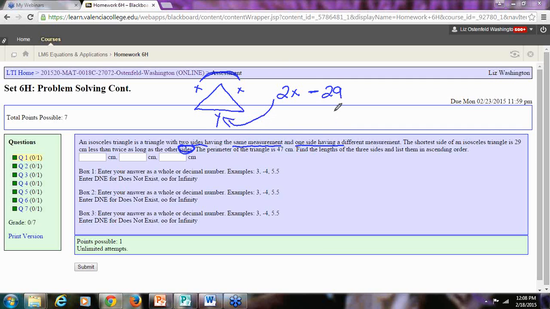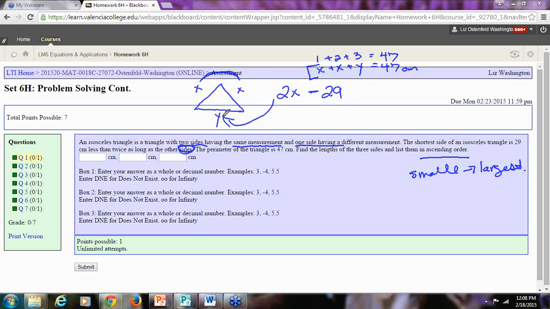If the perimeter of the triangle is 47, that means if we add all three sides together, it should equal 47, right? Sides 1 and 2 are represented by an X, and side 3 is represented by a Y. It says find the lengths of the three sides and list them in ascending order. So not from largest to smallest, but we want to write our answers from smallest to largest. Just a second ago, we made this basic equation that says when I add all three sides together, I should get 47 centimeters.